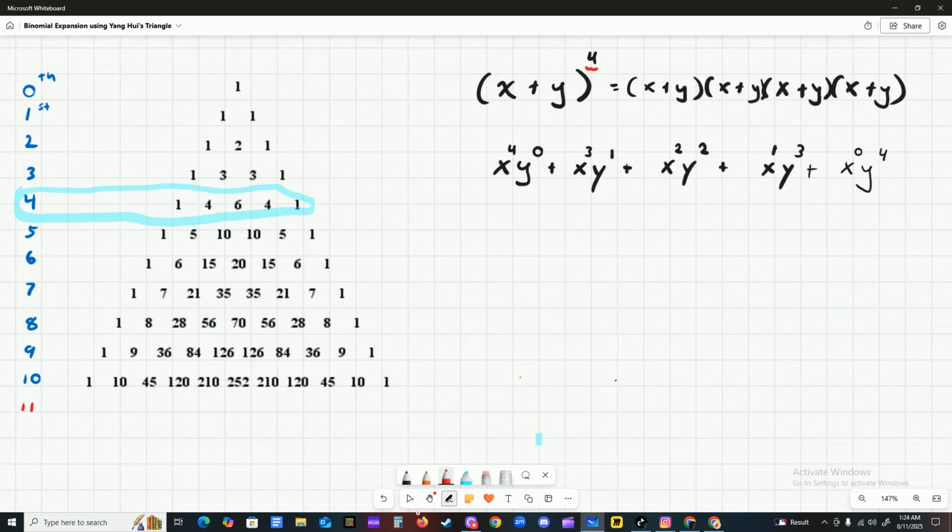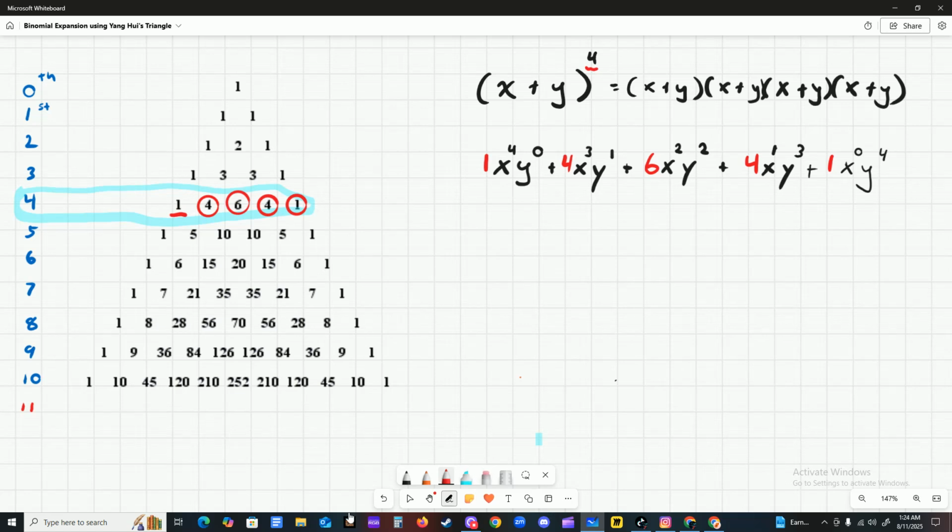So, and it's in order. So we start with a 1. So it's a 1 right there. The next one's a 4. So it's a 4 right there. The next one's a 6. 6 right there. The next one's a 4. 4 right there. The last one is a 1. A 1 right there. Look at that.